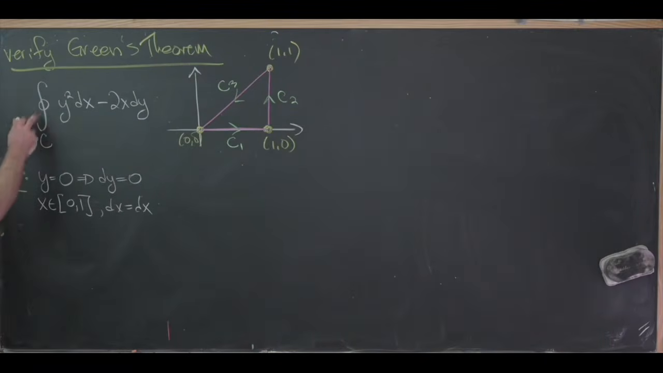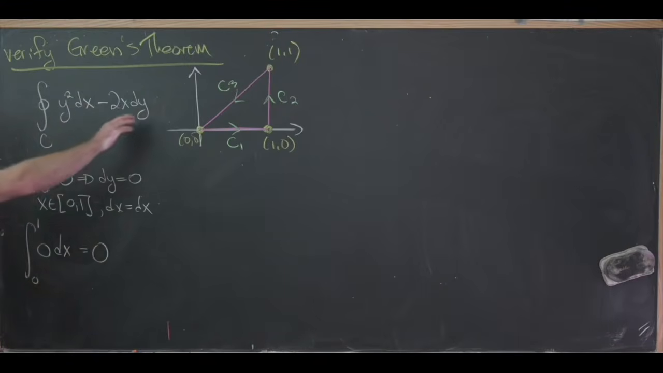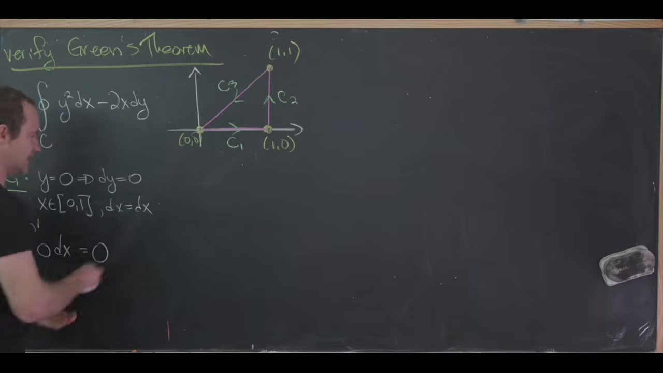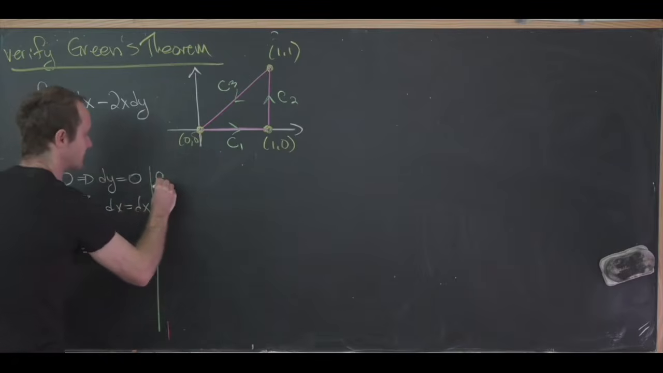I think that's okay. Now our integral over that region looks something like this. It'll be the integral from 0 to 1. And then y is 0, so this cancels out. dy is 0, so this cancels out. So we have 0 dx, so that's just 0. So the integral over C1 of this form is in fact equal to 0.